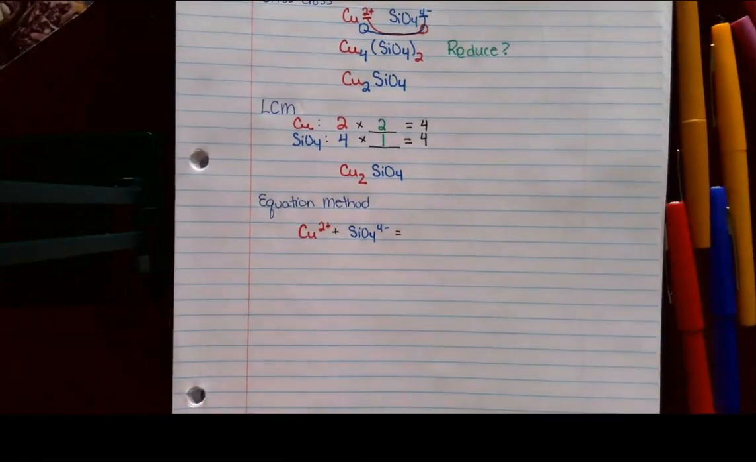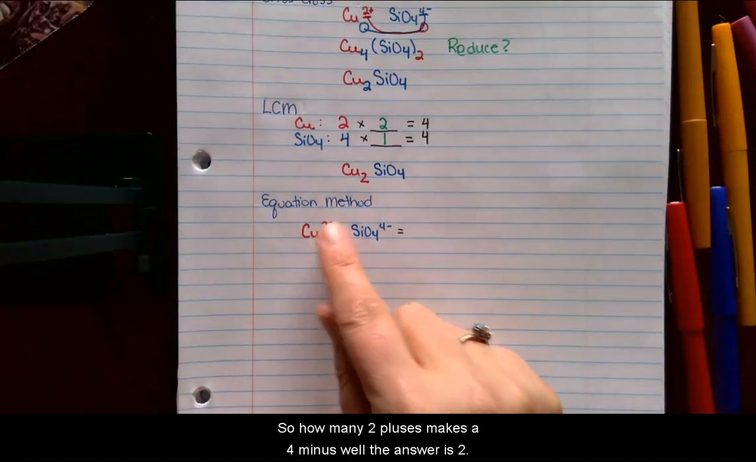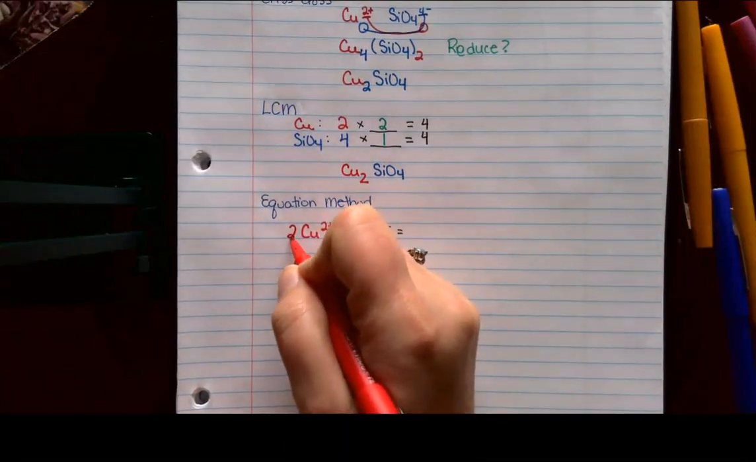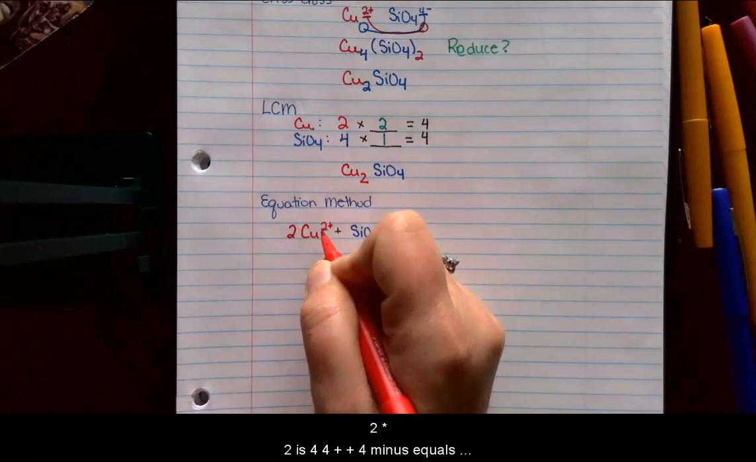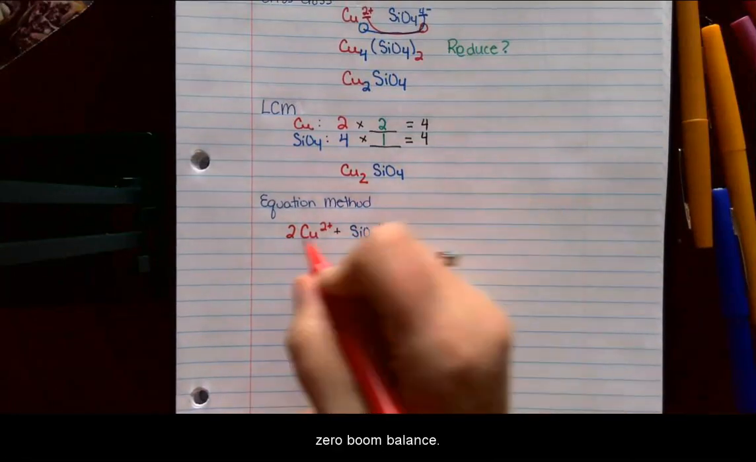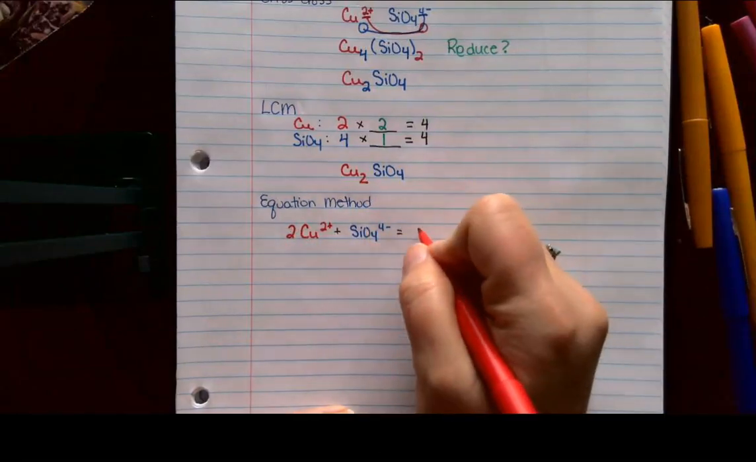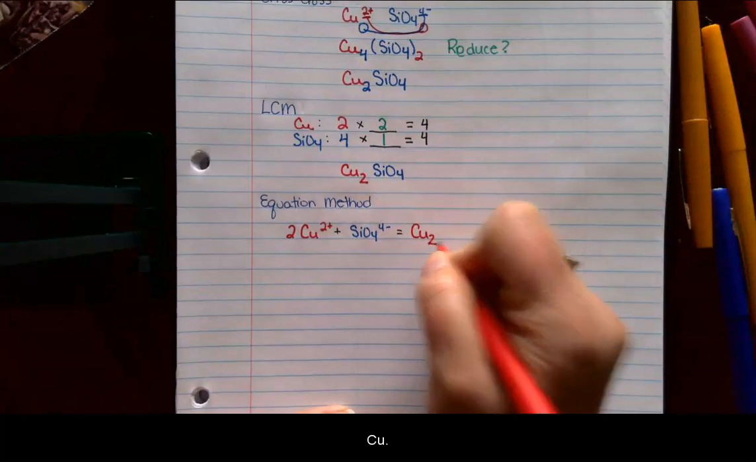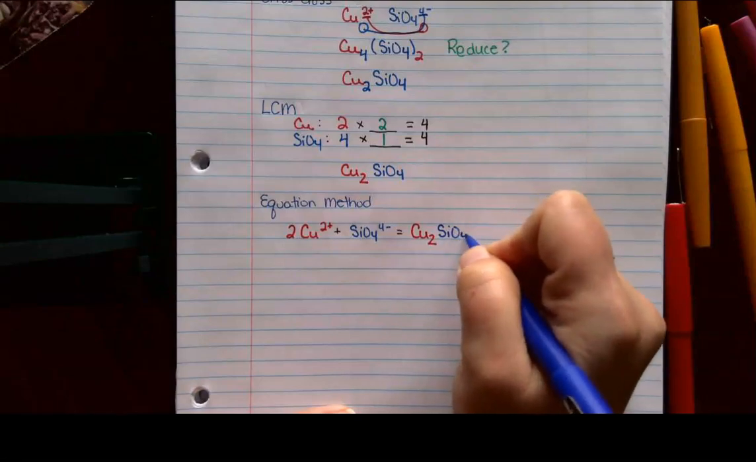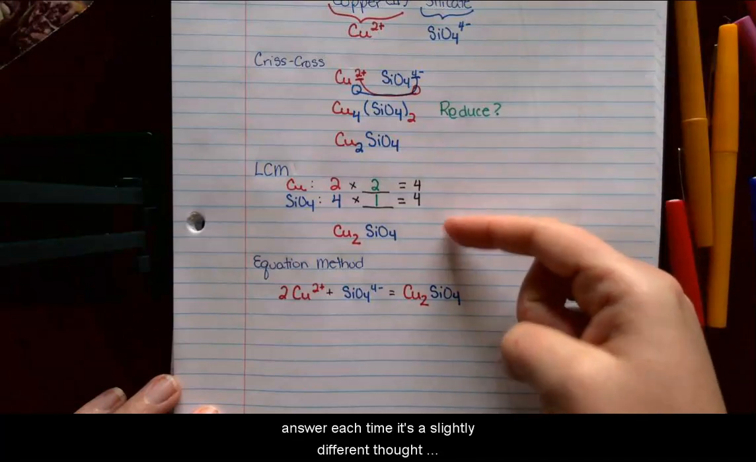So we have a 4 minus. How many 2 pluses makes a 4 minus? Well, the answer is 2. 2 times 2 is 4. 4 plus 4 minus equals 0. Boom, balance. This number up front becomes your subscript. It becomes Cu2SiO₄.